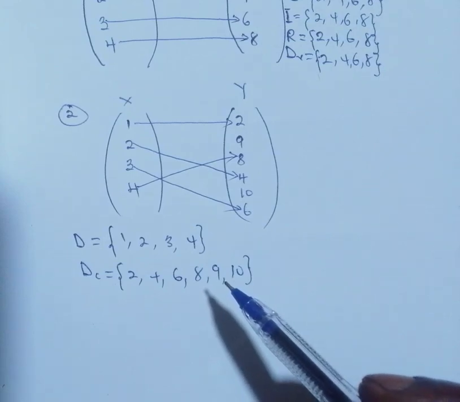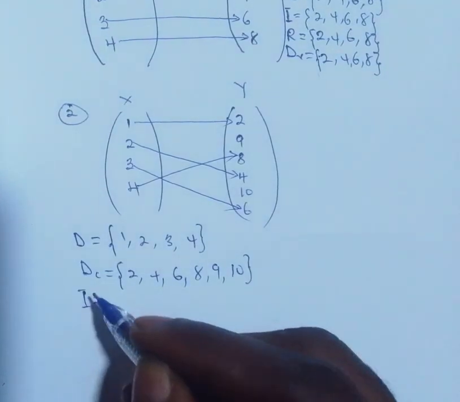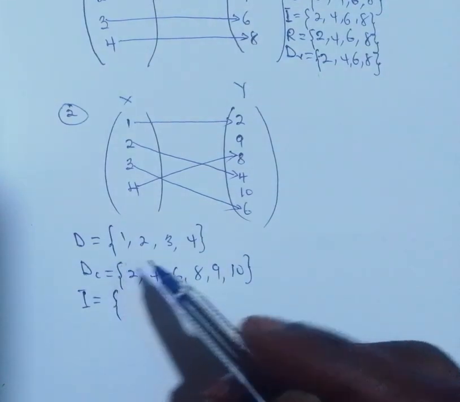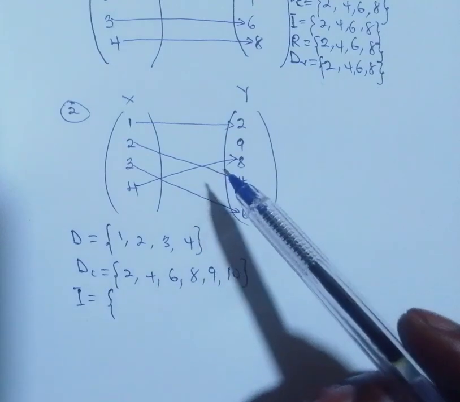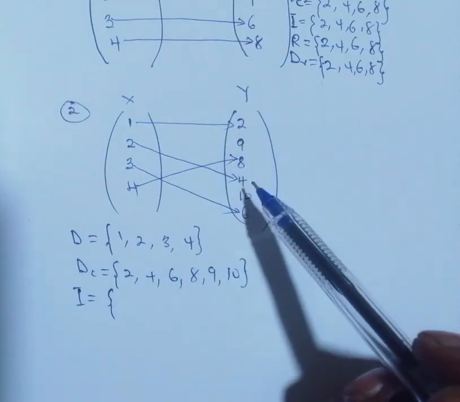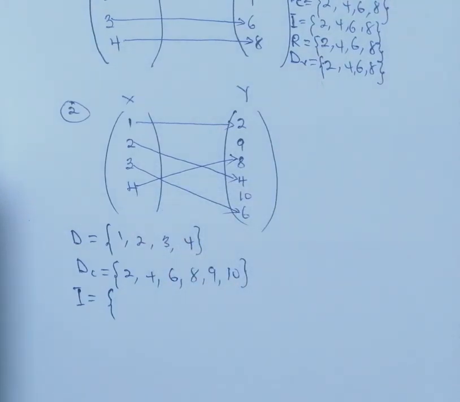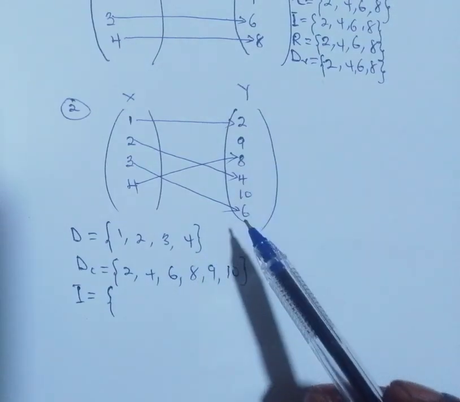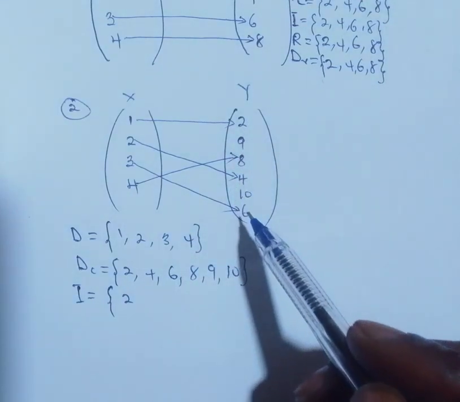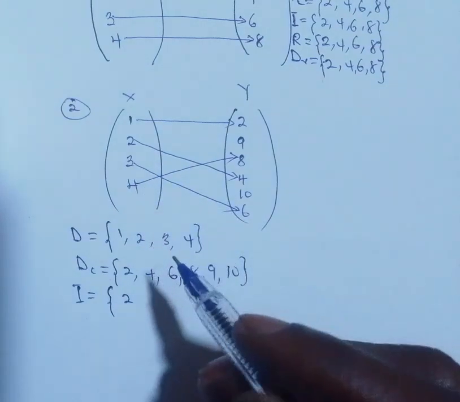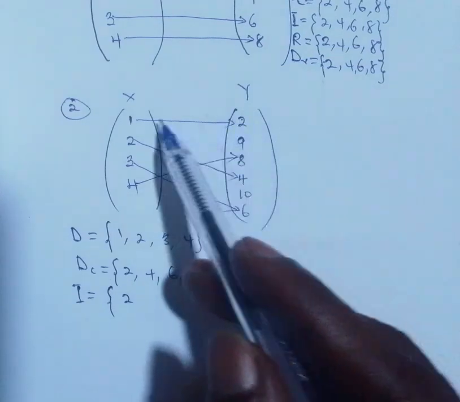Great. Now let's come back to the image. I use I to represent the image. As I previously said for example 1, the image consists of elements in the codomain that have corresponding elements in the domain. Most of the time, we say that the image is a reflection of the elements in the domain. So the image includes 2. Any element in the codomain which corresponds to an element in the domain is an image. Since 2 corresponds to 1, it's an image.